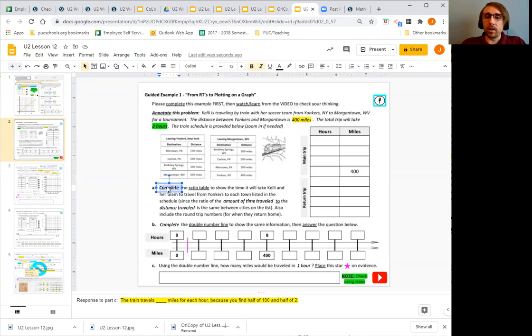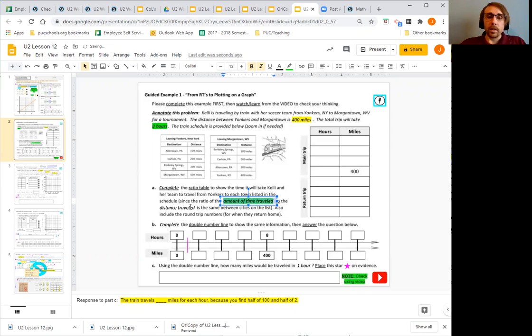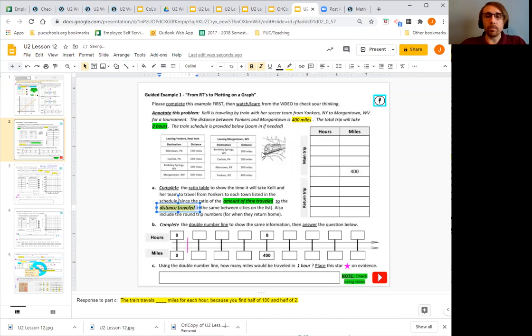Next, I'm going to complete the ratio table that we see on the side. And since complete is an action word, it's telling me to do something, I'm going to underline it. It's a key word. Then I see that another place for annotation is the amount of time traveled. Well, that connects to time like hours, and so I'm going to highlight that with the same color. And then for distance traveled, that connects to the miles, and so that's an amount that is going to connect in that color. Distance is in miles in this problem.